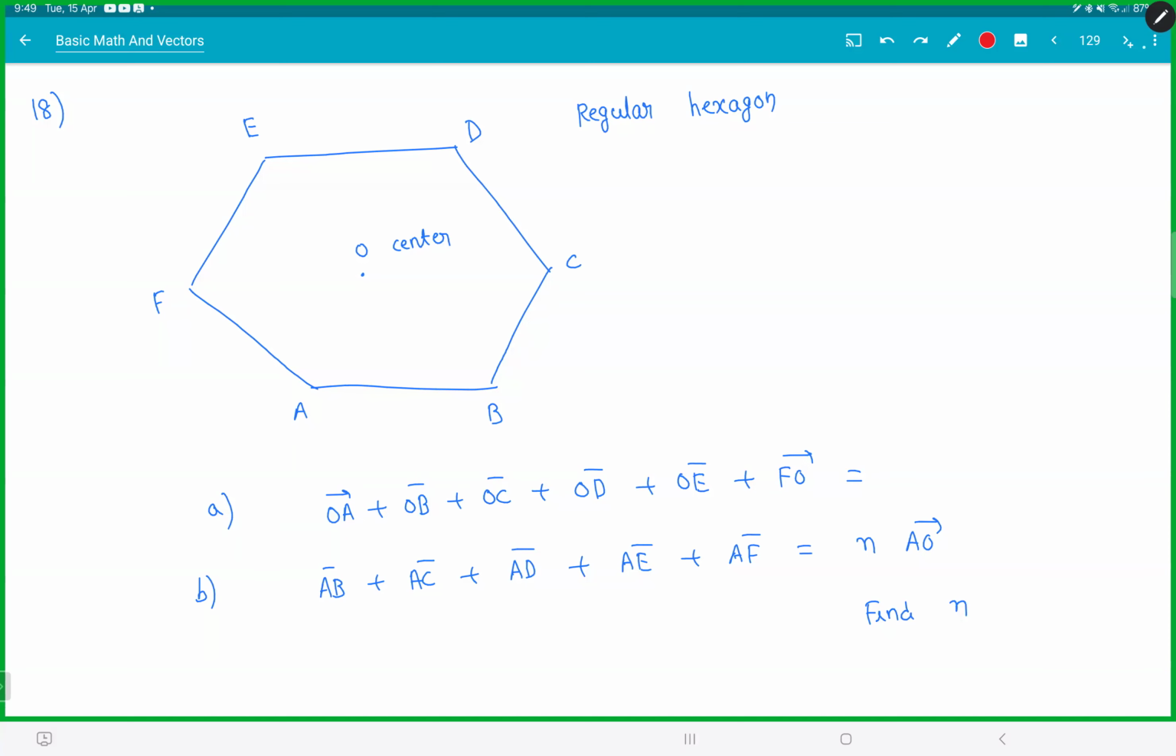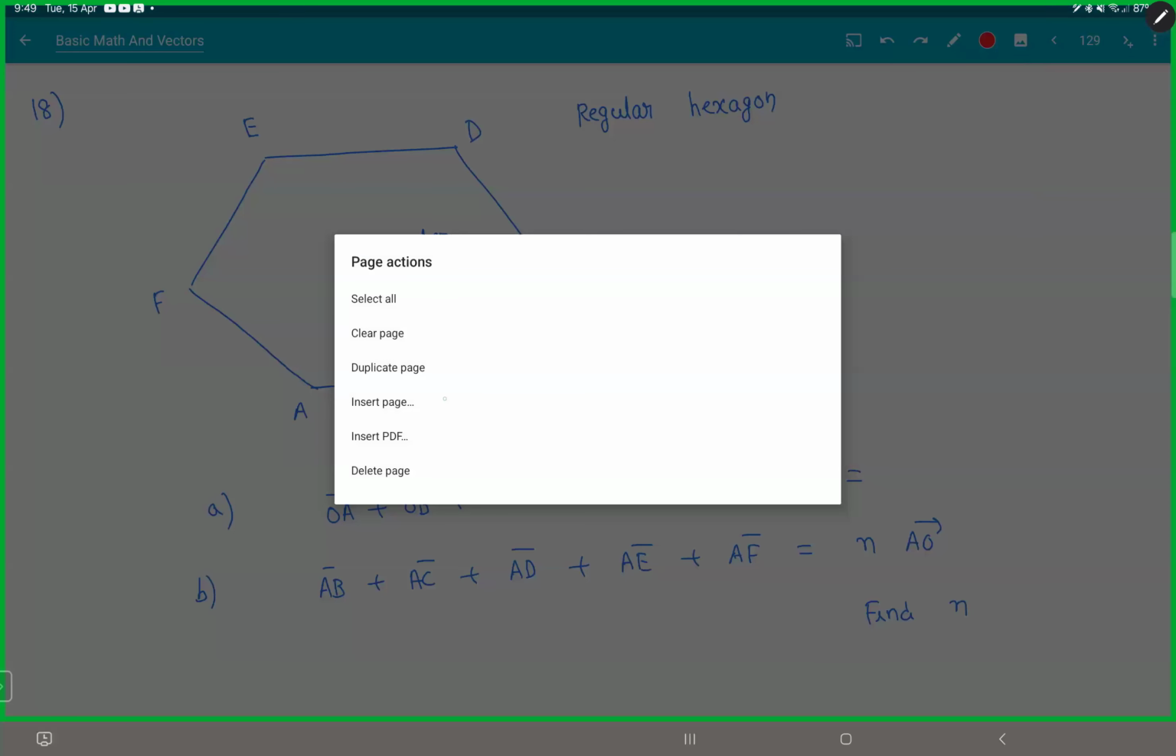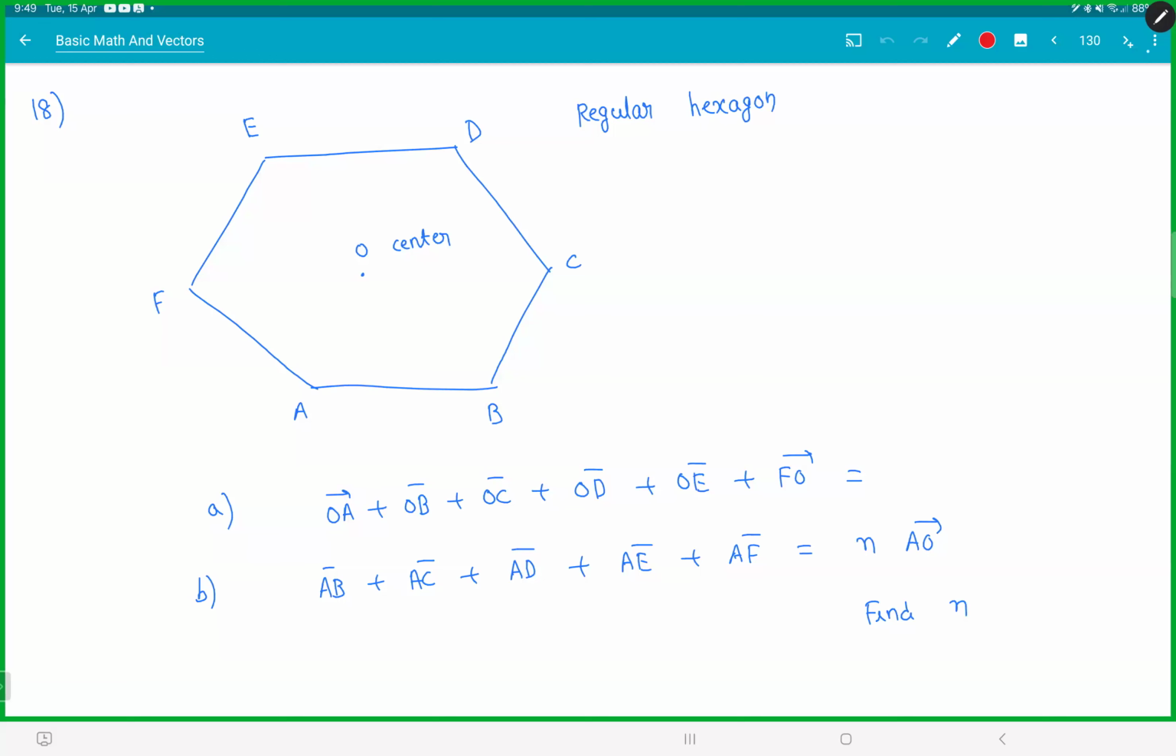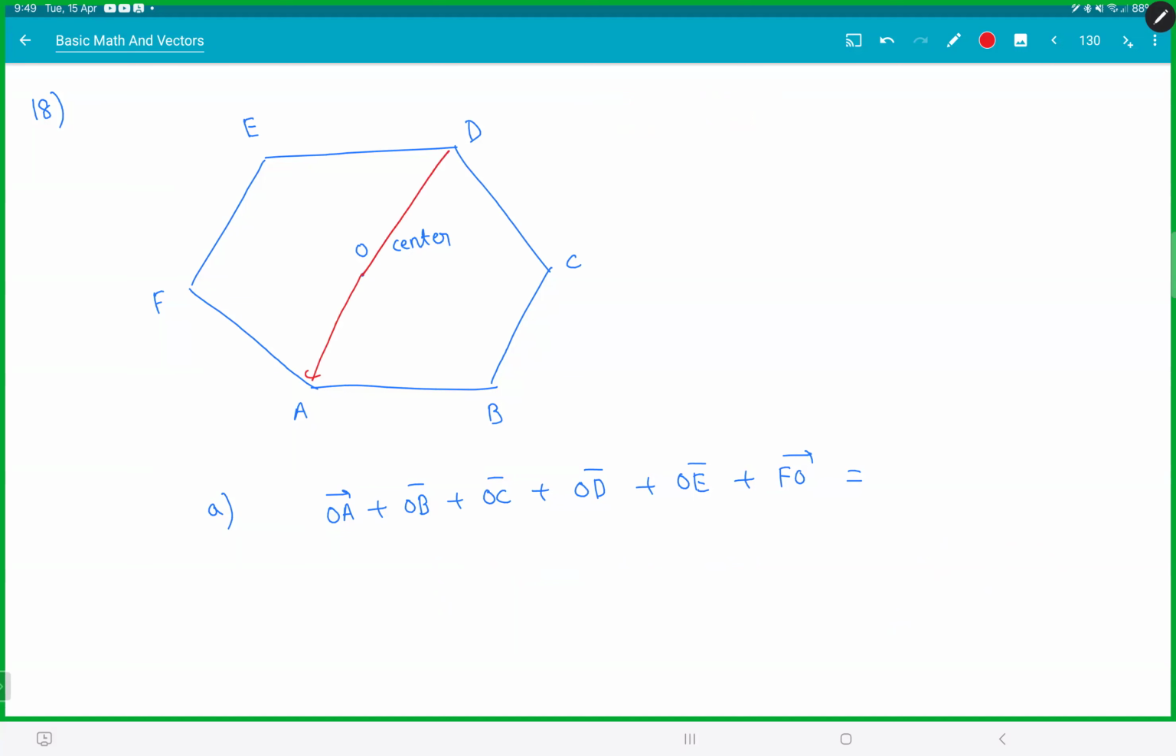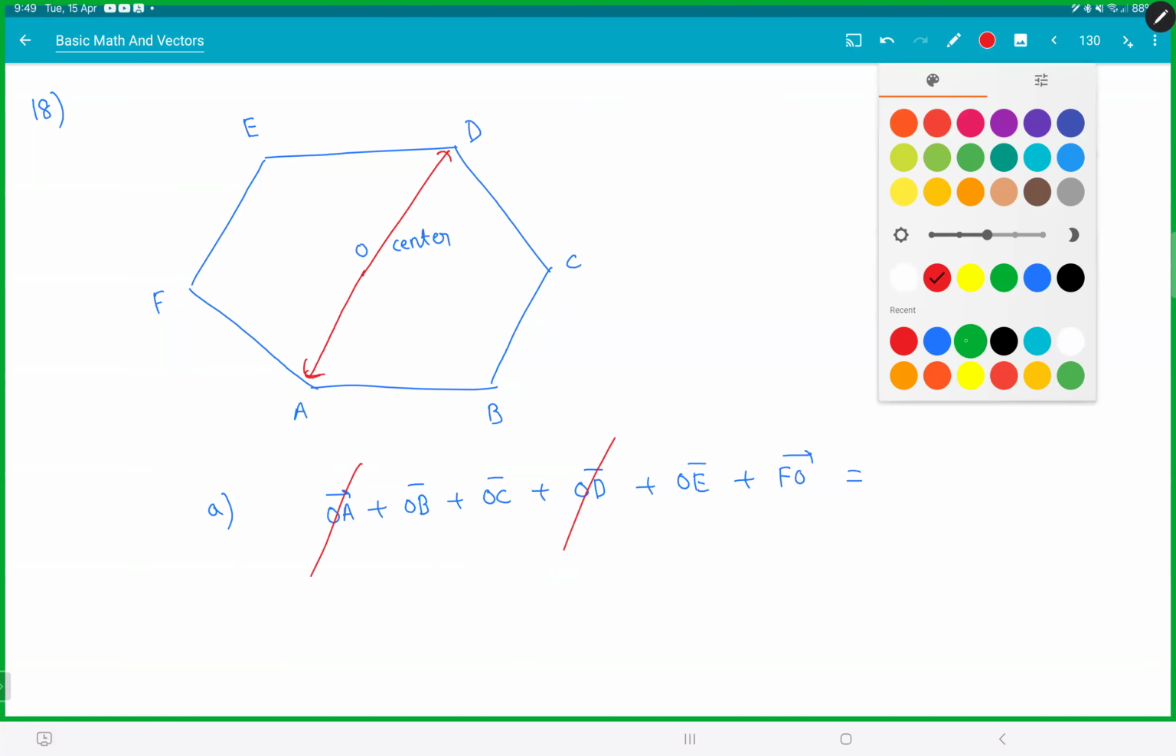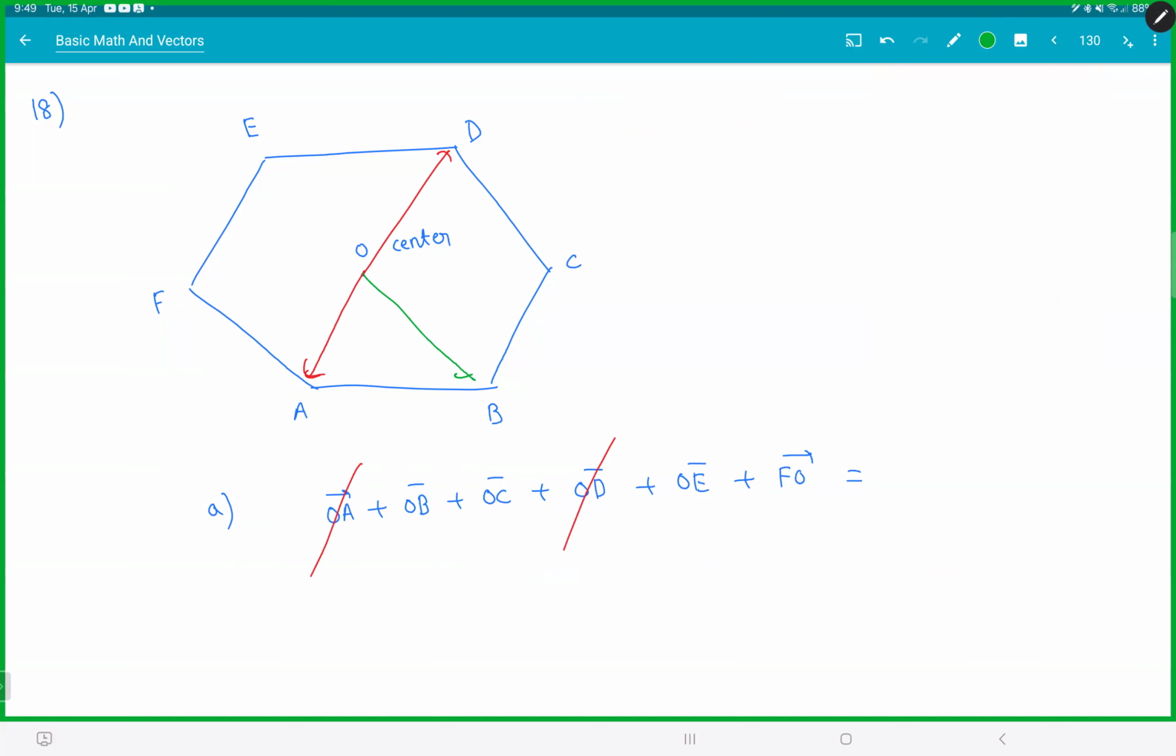Let's see the first one. This is easy. Listen carefully. O to A, so this is OA. O to D, this is OD. Don't these two cancel out? Aren't these two vectors equal and opposite? So OA and OD will cancel. OB bar is this. OE bar is this. So OB and OE are opposite. They will cancel.